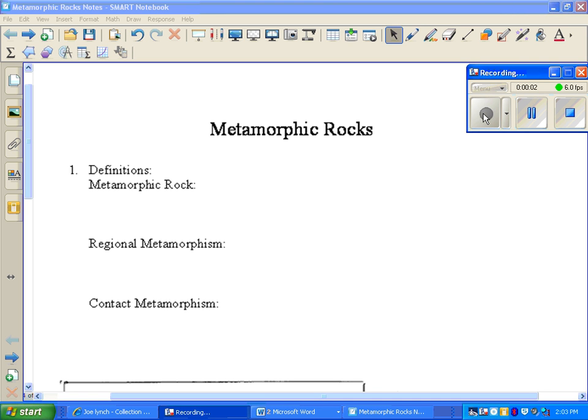This lesson is going to be on the third type of rocks, metamorphic rocks. Our definition is metamorphic rocks are going to be rocks that are changed by heat and pressure.